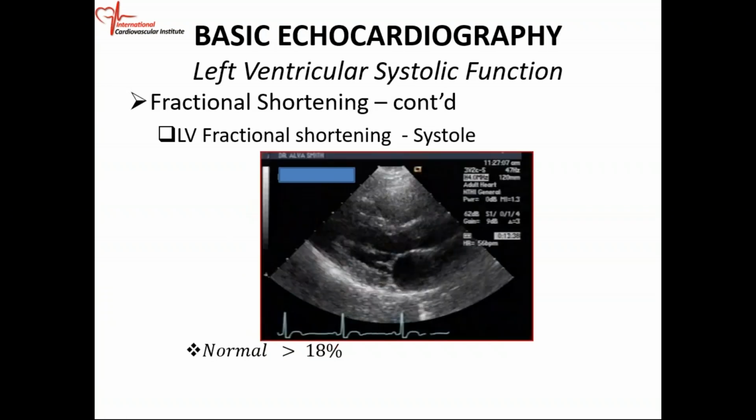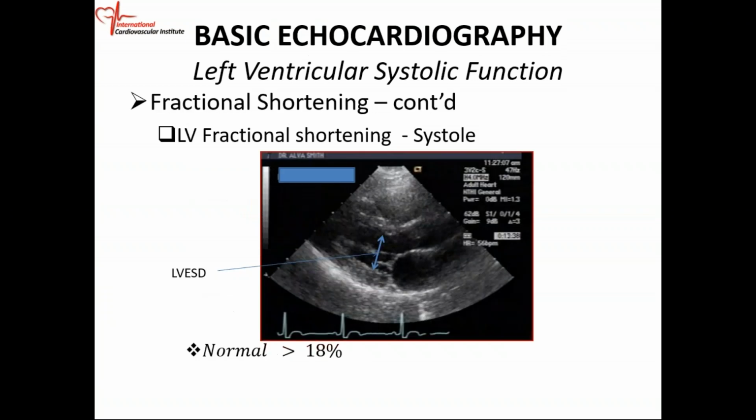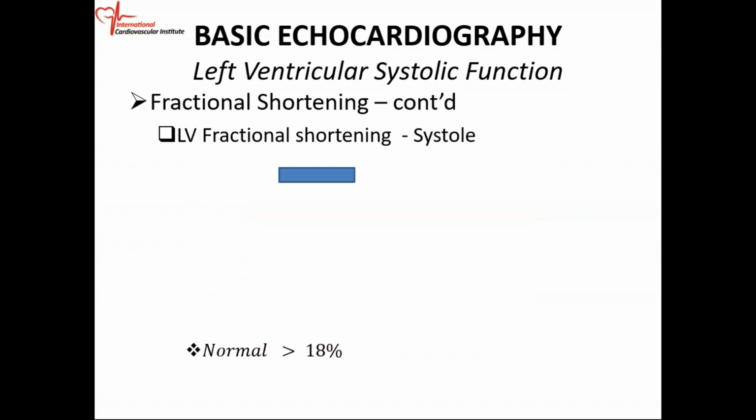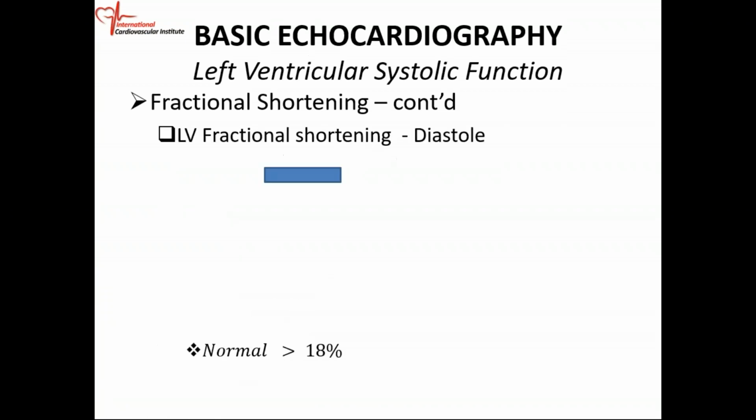posterior wall. And all you do at the end, you're going to subtract your left ventricular end systolic dimension from your left ventricular end diastolic dimension, and you're going to divide by left ventricular end diastolic dimension times 100. The normal is greater than 18%. Okay, so fractional shortening is very important.